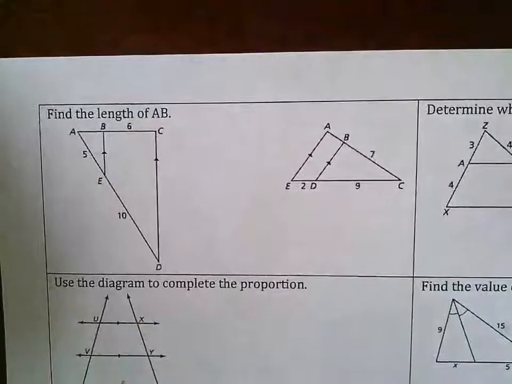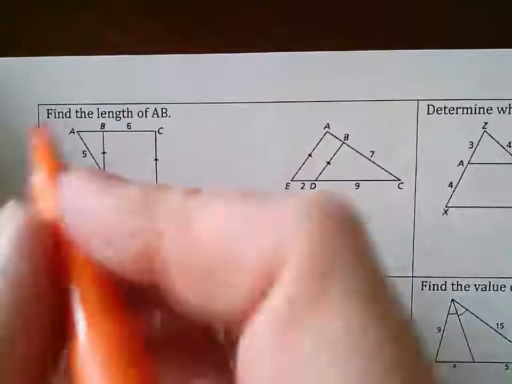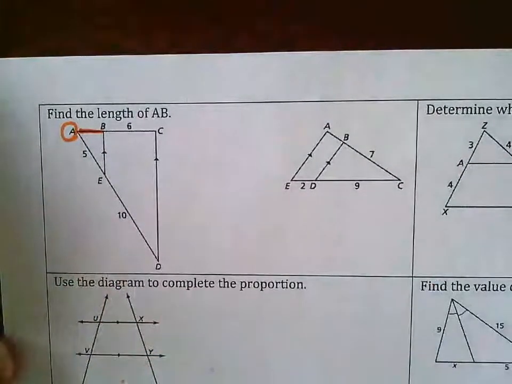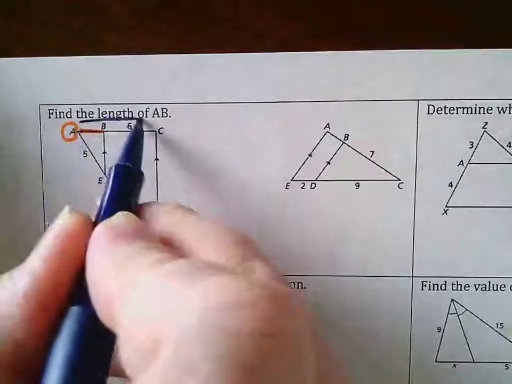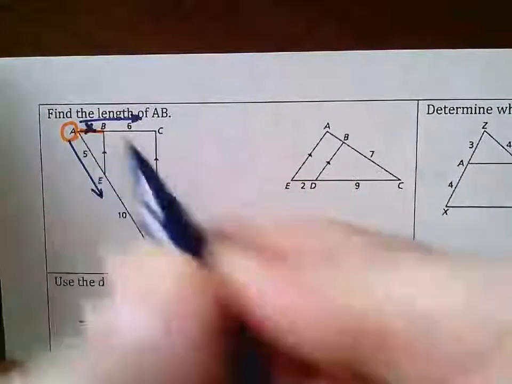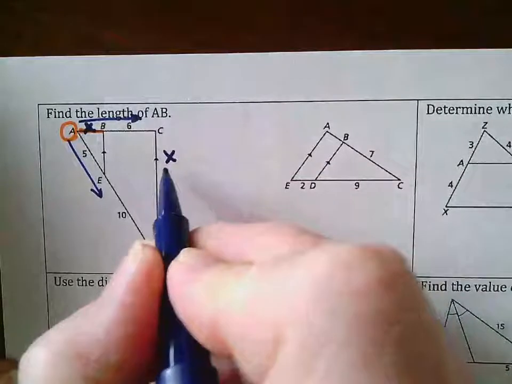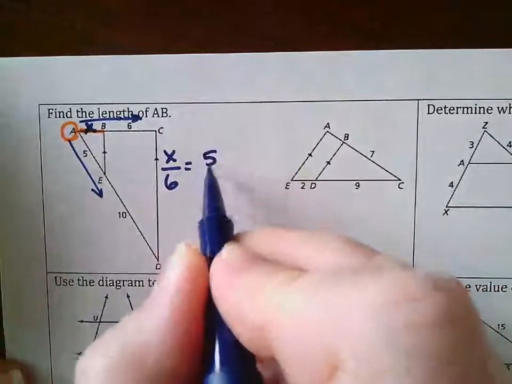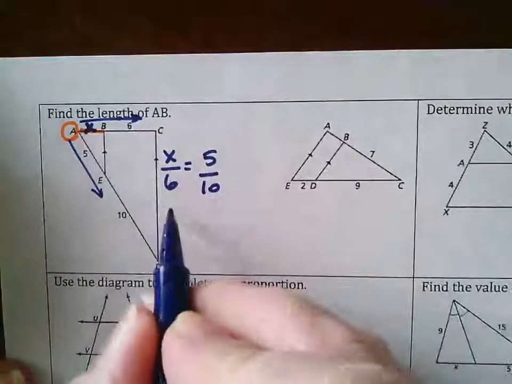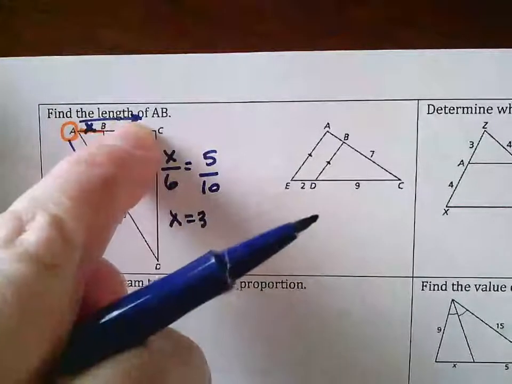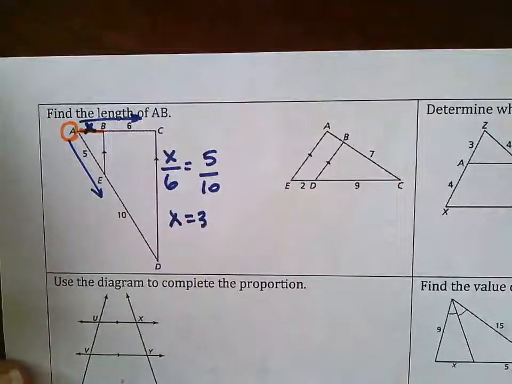So again, I'm going to look for what I call the common point. I'm looking for this right here. This is the point that they have in common. And from here, I'm going to go straight out. When I set this up, I'm setting it up as x, because I don't know what that is. X over 6 is equal to 5 over 10. And you will find that x equals 3. Well, it makes sense. 5 over 10 is 1/2. 3 over 6 is 1/2. So that actually makes a lot of sense.